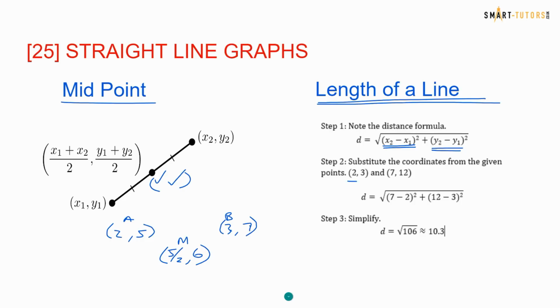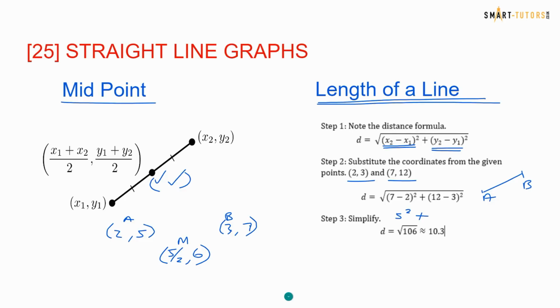Say for example (2, 3) and (7, 12) are coordinates of 2 points A and B. Assuming A and B are 2 points, we need to find out the length of AB. Difference of x, 2 minus 7 or 7 minus 2, it doesn't matter the order. 7 minus 2 is 5, 5 squared is like that.